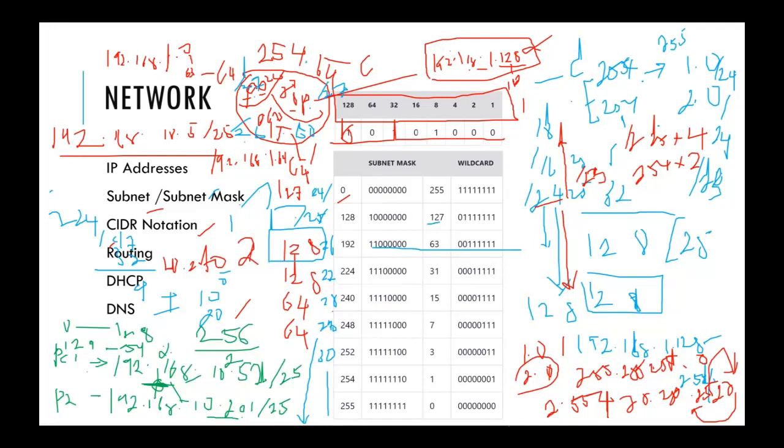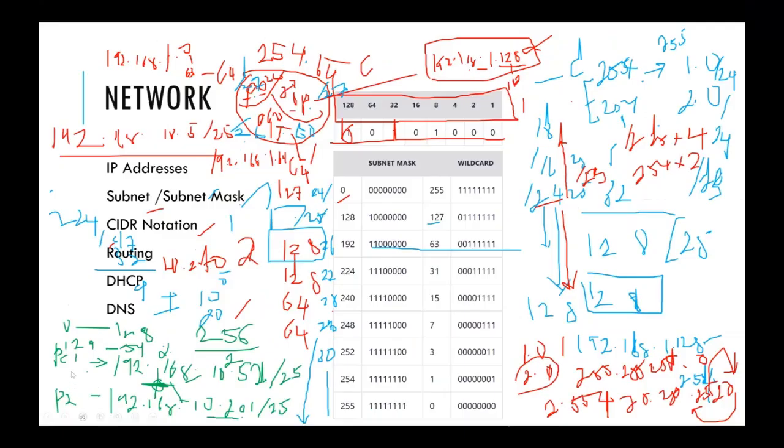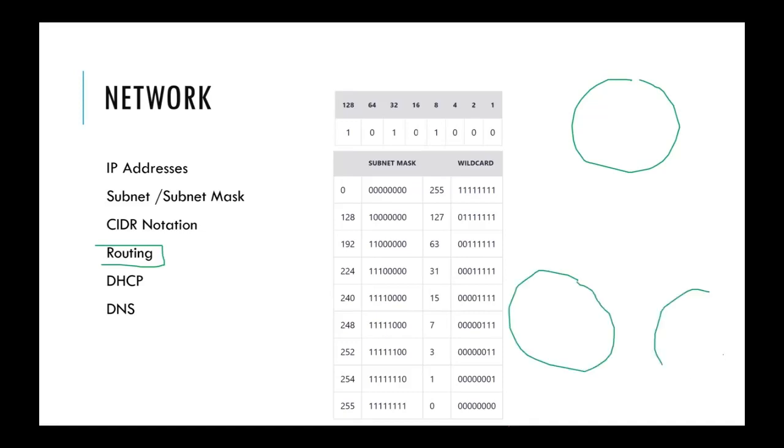And that takes us to routing. Basically, what routing means is that you are making two networks reachable. Let me rub this off. So I want to make two networks reachable. I have one network here, I have another one here, I have another one here.